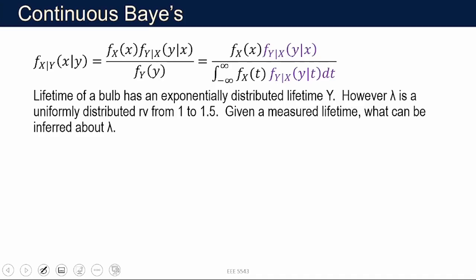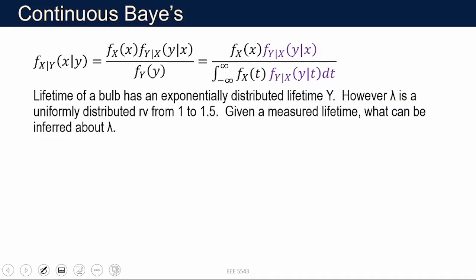So let's look at an example of this using the lifetime of a light bulb. But whereas before we had a fixed lifetime light bulb, here it's a random variable that is distributed from 1 to 1.5, and this is usually because of some fabrication process. And we would like to know, given that we've measured some lifetime, what could have been the lifetime of the light bulb as it was manufactured? So this is an example of Bayes inference, but notice we have two random variables and both of them continuous.